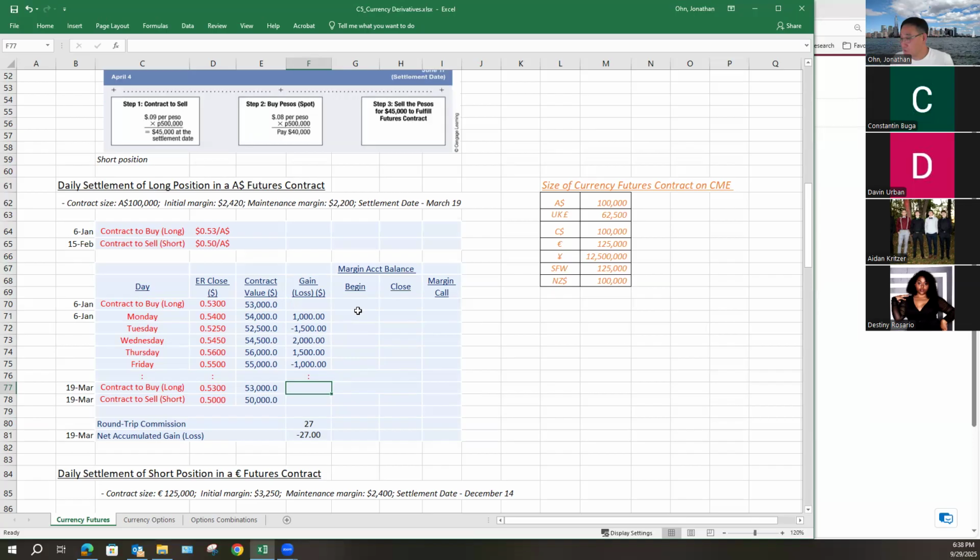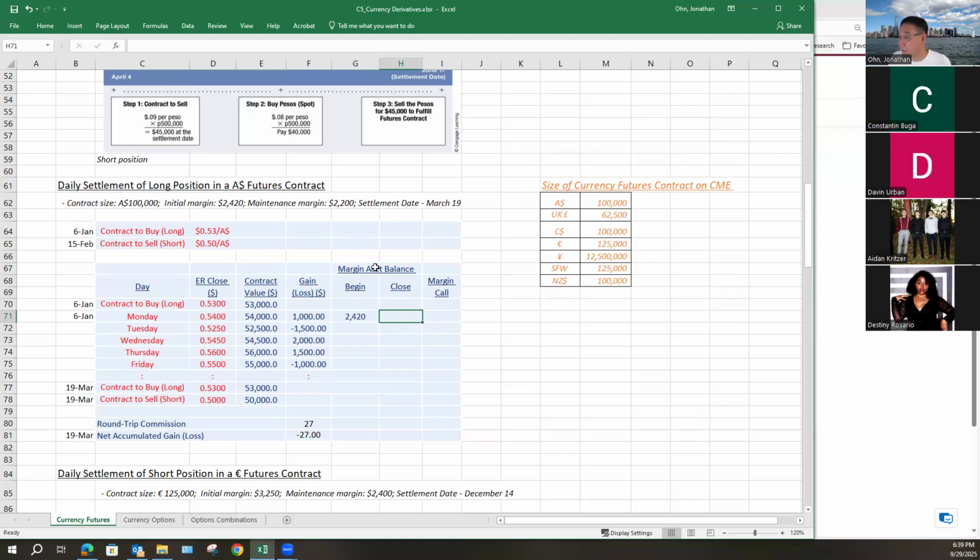So let's calculate this one. Your margin account. You have to have an account for this transaction, right? It's called a margin account. Margin account you have to carry. It says initial margin is $2,420. That means your beginning balance of your margin account should be $2,420. That's your initial margin, okay? The closing balance is your margin account balance. Your initial is $2,420.